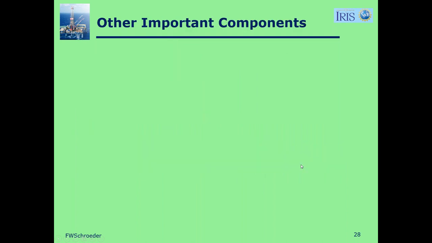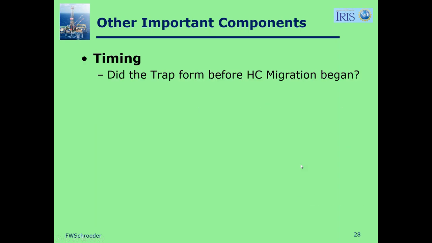There's three other components that are important. They're secondary in nature. So we have the five big ones: source, reservoir, trap, seal, migration. The other thing we worry about in exploration is timing. Did the trap form before the hydrocarbons began to migrate? So we need the container in place before we start generating oil and gas.